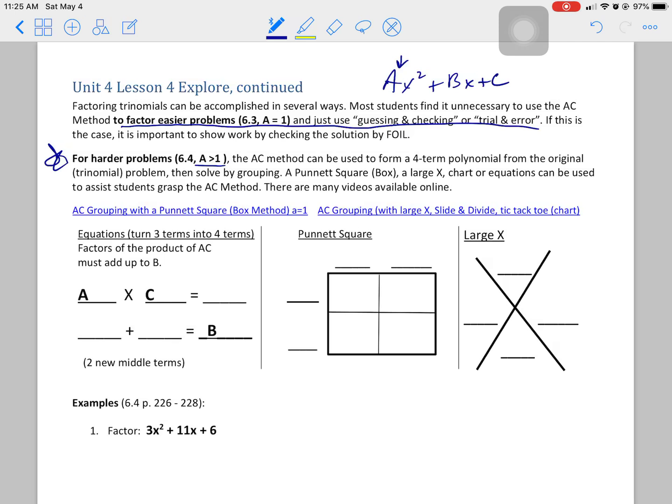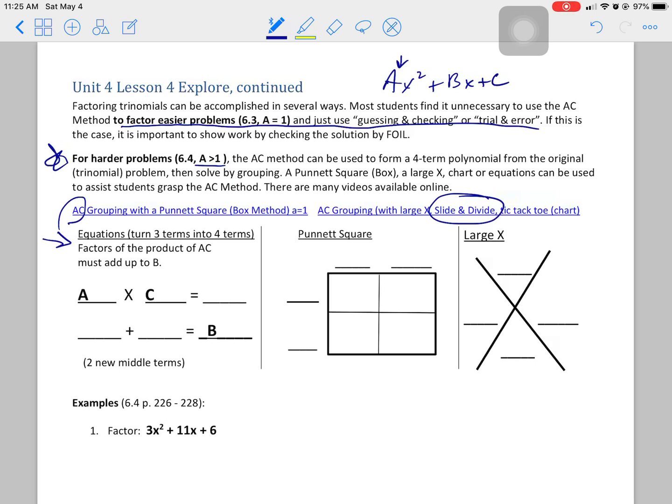So there are many ways to do this. There are a lot of videos about this. I'm going to be teaching it the equation way. Some people call that the grouping way. I use grouping when I'm talking about 4-term polynomials, so I usually say AC method, okay? There are Punnett squares, there are boxes, there are checks. I also like the slide and divide, so I put that in there. There's something called a tic-tac-toe chart. I mean, there's all kinds of things, okay? We need to find something that works for you.